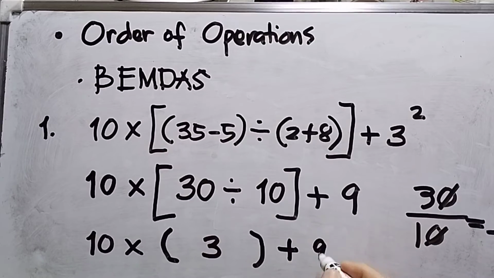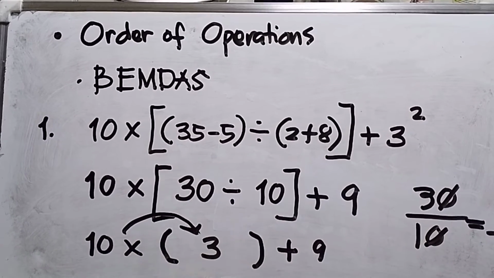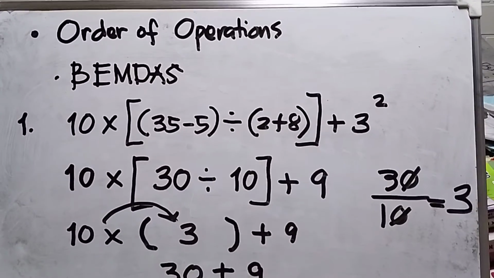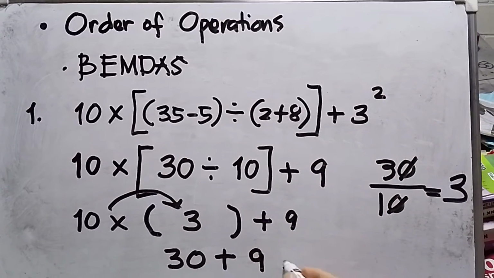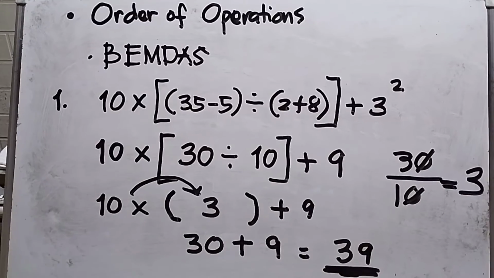Then plus 9. Then multiply 10 times 3. So this will be 30. Then plus 9. So 30 plus 9 is equal to 39. So that's the answer for number 1.